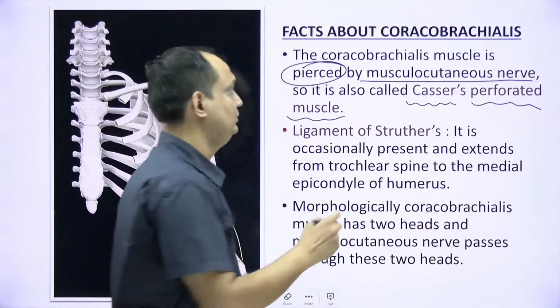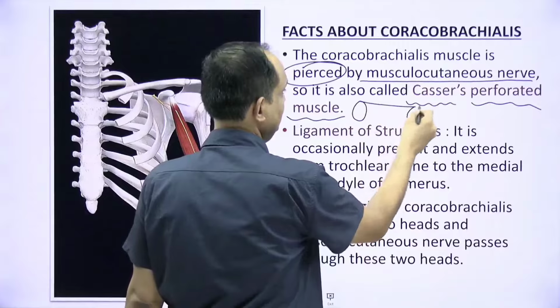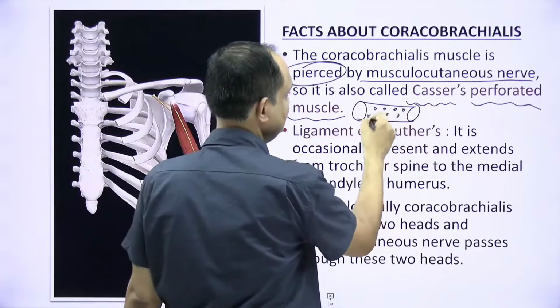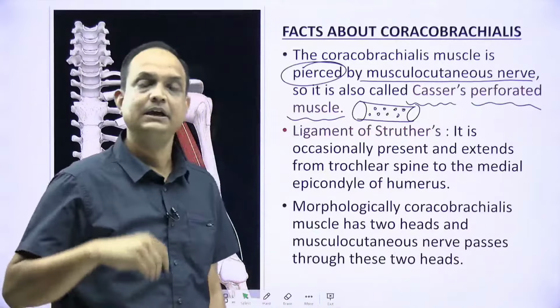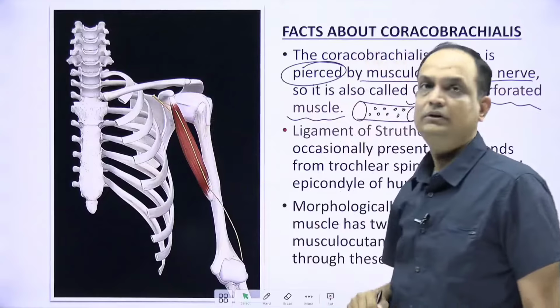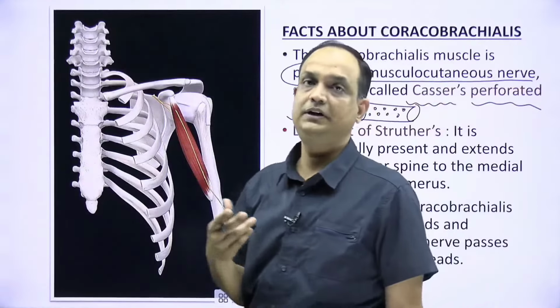Now, you know that you have the perforated pipes. You have the pipes in the market which have multiple holes. These pipes are known as Caesar's perforated pipes. In the same way, here you have a muscle which is pierced by a nerve. That is why it is known as Caesar's perforated muscle.